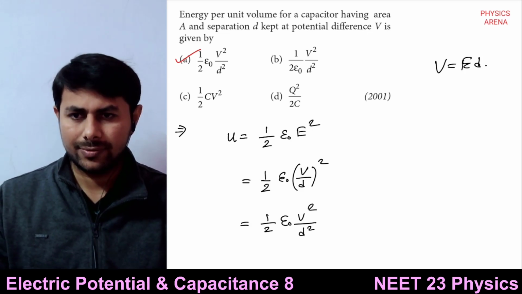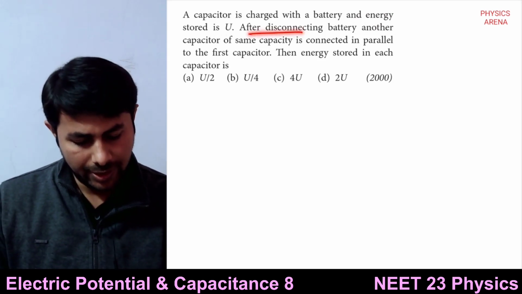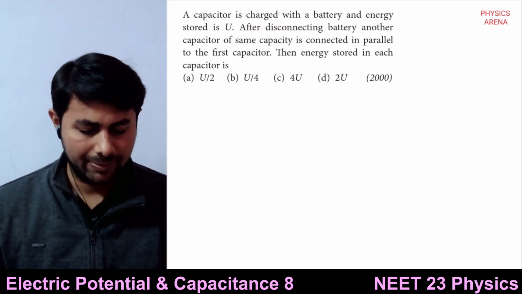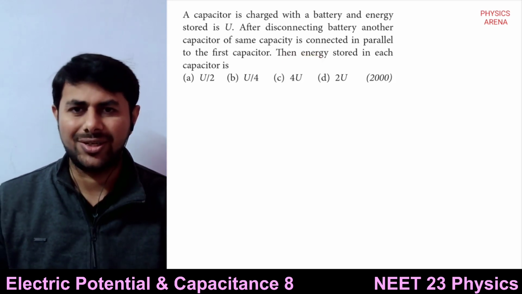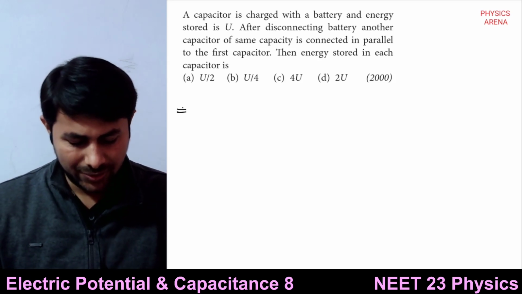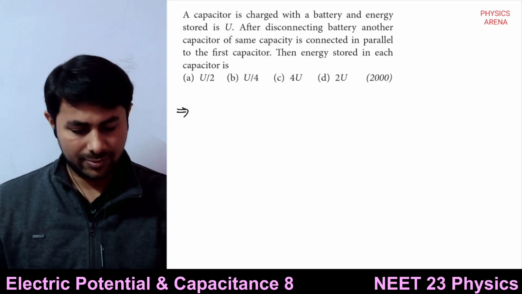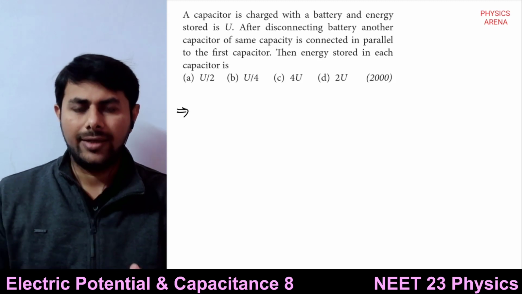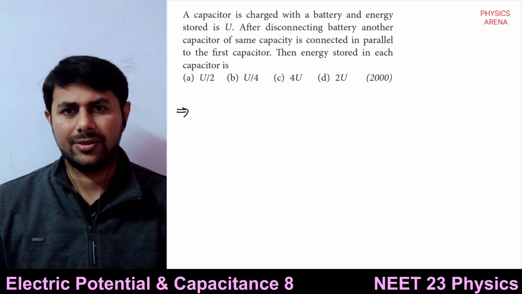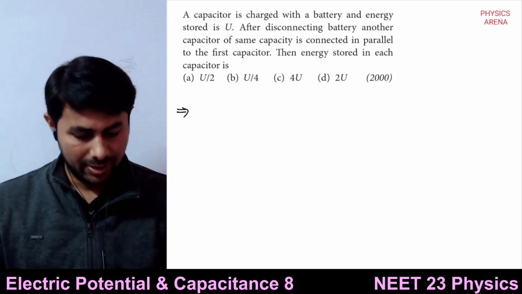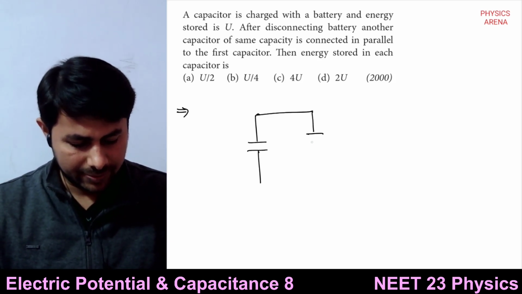This was very simple. A capacitor is charged with a battery and the energy stored is U. After disconnecting the battery, another capacitor of the same capacity is connected in parallel to the first capacitor. Then the energy stored in each capacitor is? We have seen in multiple questions that when you charge a capacitor, disconnect the battery and connect another capacitance, the energy becomes half.